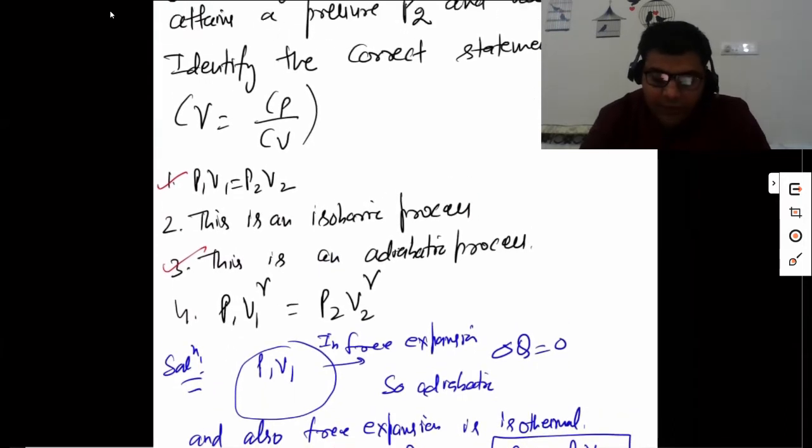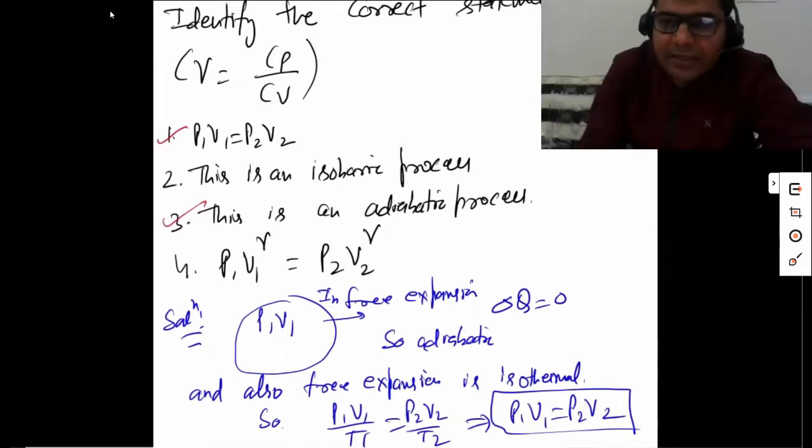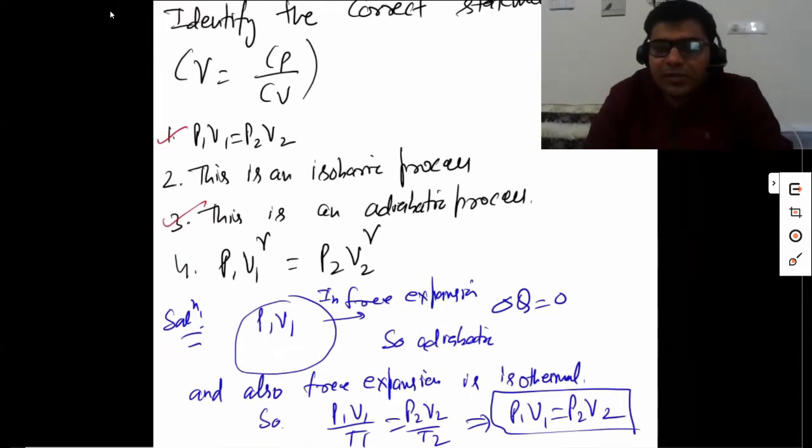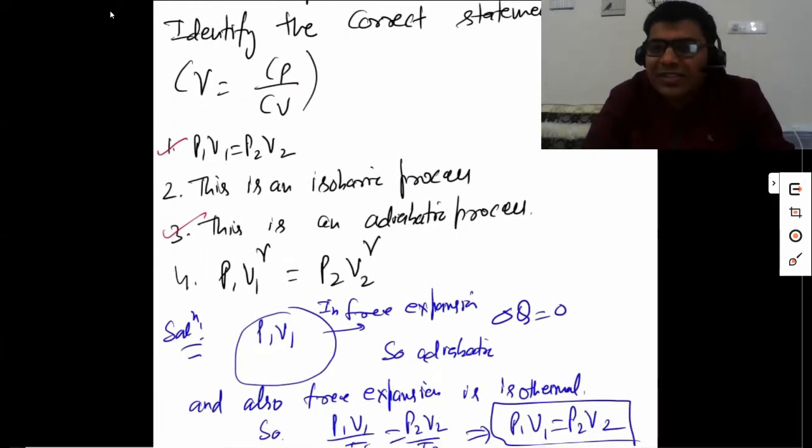So in the case of free expansion, work done is 0, and it's an adiabatic expansion, right? Because in free expansion, there is no pressure to work against. That's why the work done is 0, and since it's an isolated ideal gas, no heat exchange takes place. Delta Q is 0. So in a sense, it's an adiabatic process. So the third option is certainly correct.